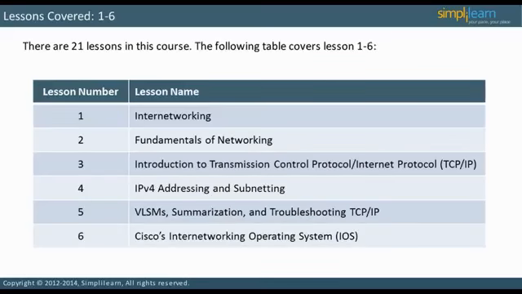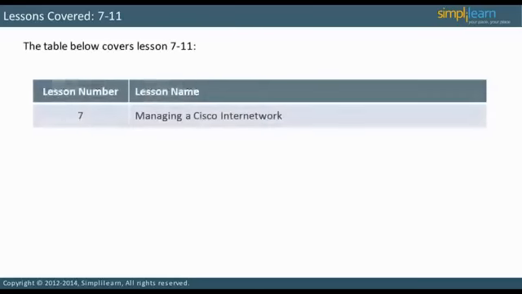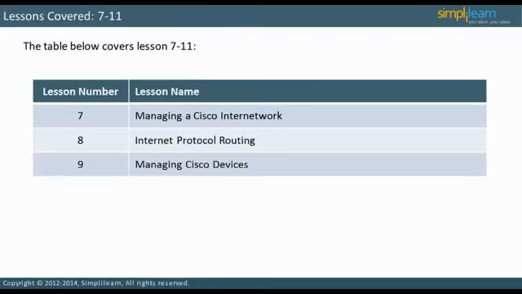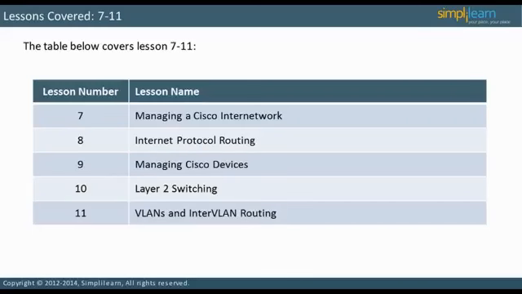We will continue our discussion on the next set of lessons in the following slide. Lesson 7 will describe how to manage a Cisco internetwork, including network architecture. Lesson 8 will address Internet Protocol routing. Subjects include static and default routes. Lesson 9 will deal with managing Cisco devices, including hardware components and remote access. Lesson 10 will address Layer 2 switching. In Lesson 11, VLANs and inter-VLAN routing will be discussed.